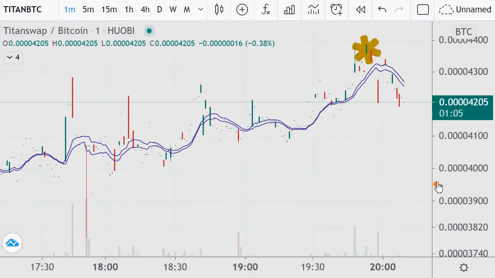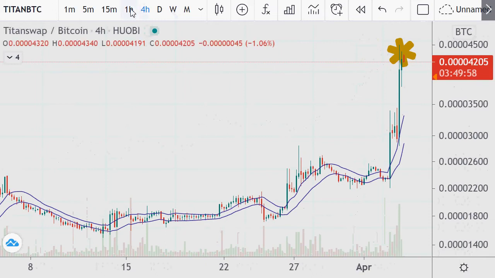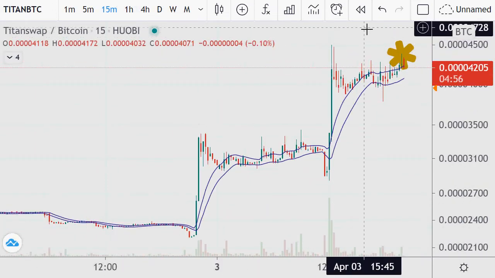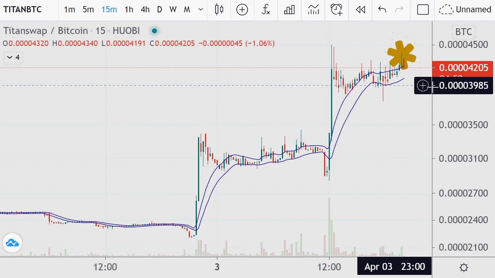Now, I have a little line here, an alert, because risk reward management is always job number one. The way I look at it, if price action manages to come anywhere near this point in here.